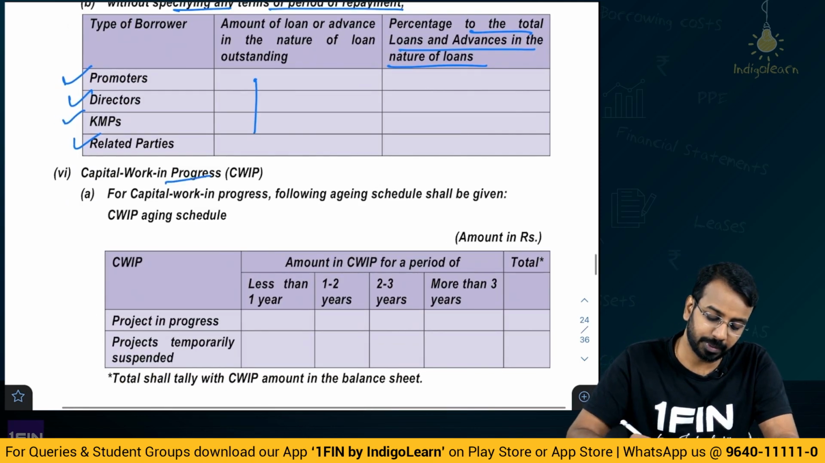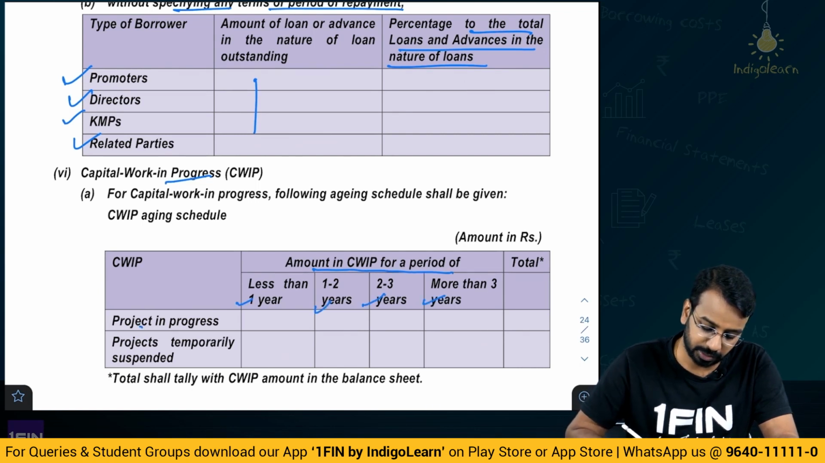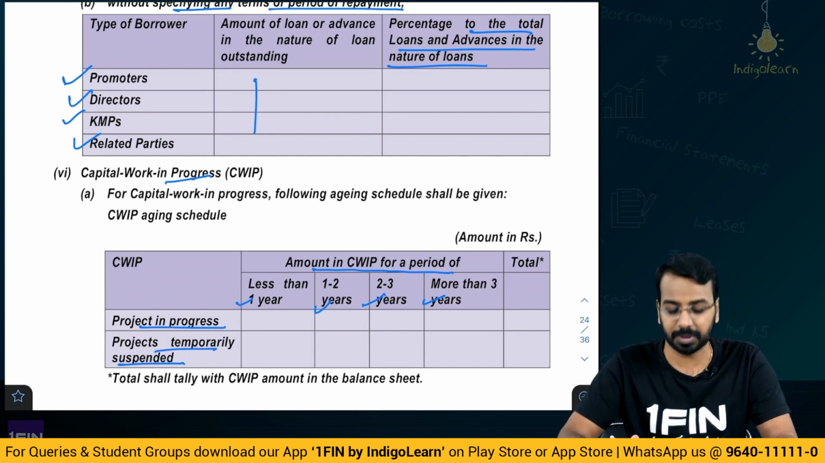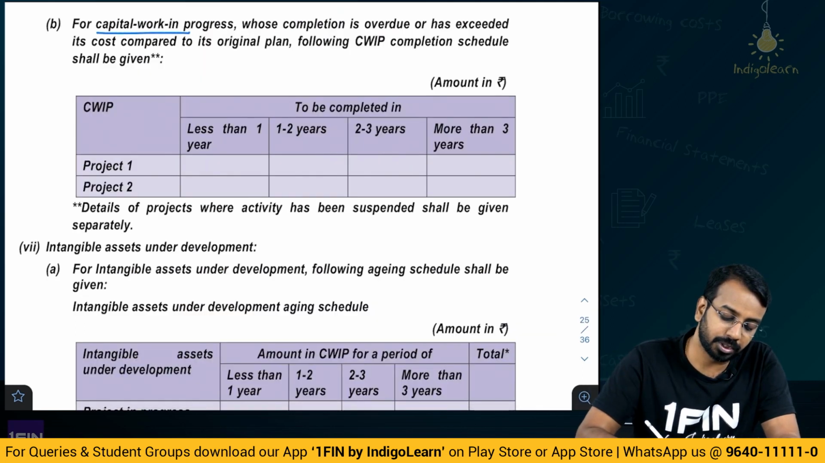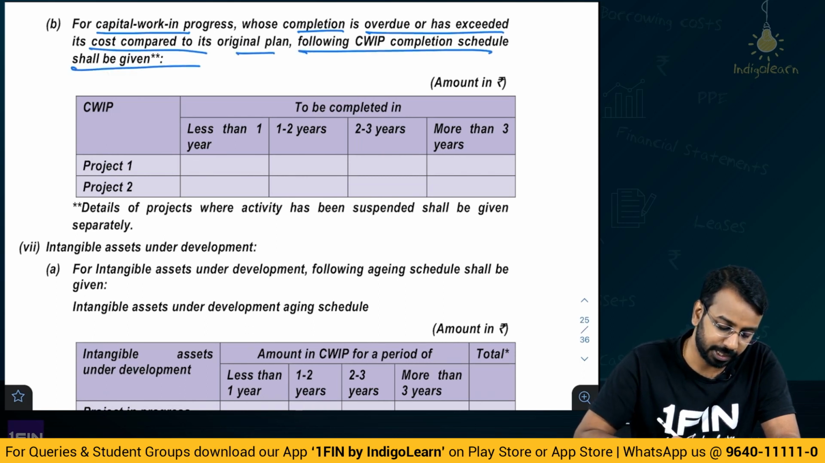Then CWIP, you will give an aging schedule as to how much is the amount in CWIP for the period of less than 1 year, 1 to 2, 2 to 3, more than 3 years. Project in progress, projects temporarily suspended. Then for CWIP whose completion is overdue or has exceeded its cost compared to its original plan, the following CWIP completion schedule shall be given. So again an aging analysis.